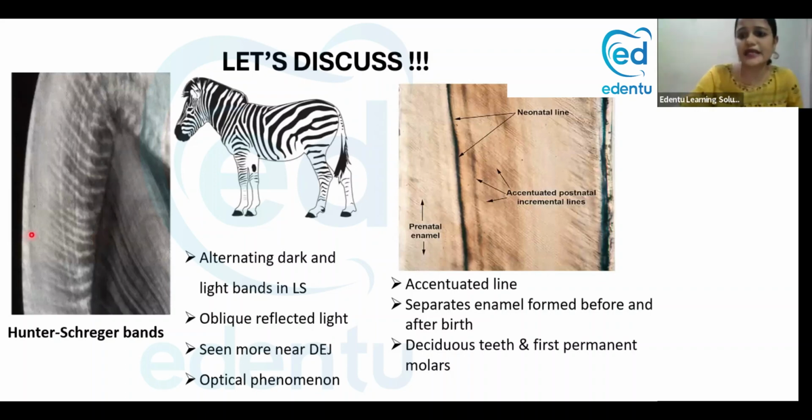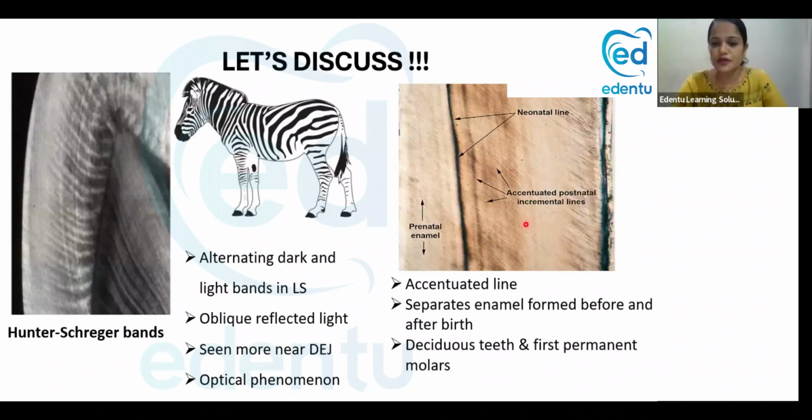Then next is the neonatal line. The neonatal line present in the enamel is an accentuated line, like a prominent line that is separating the enamel formed before and after birth. Before birth itself, there will be enamel formation taking place in some of the teeth. So this line separates the enamel that is formed before birth from the enamel formed after birth. It is most commonly seen in the deciduous teeth and the first permanent molars.